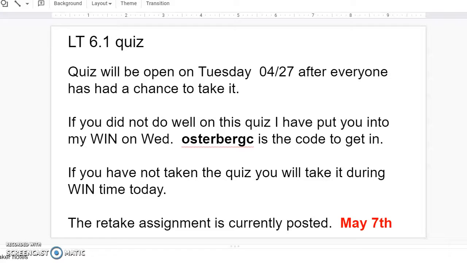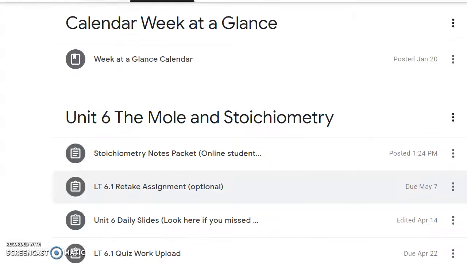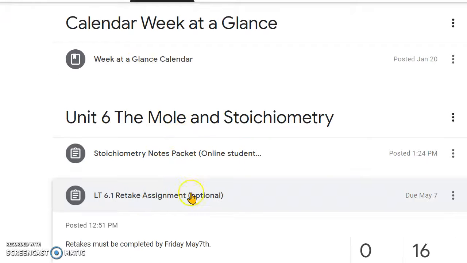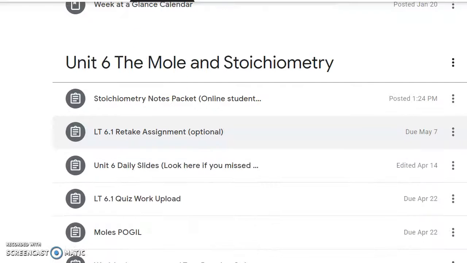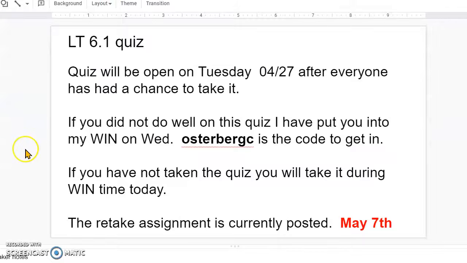And then the retake assignment is currently posted. And the retake date will be May 7th. That will be the last day you can retake. The retake assignment is posted in Google Classroom. It is right here, retake assignments. So if you don't want to retake, you don't need to do that.